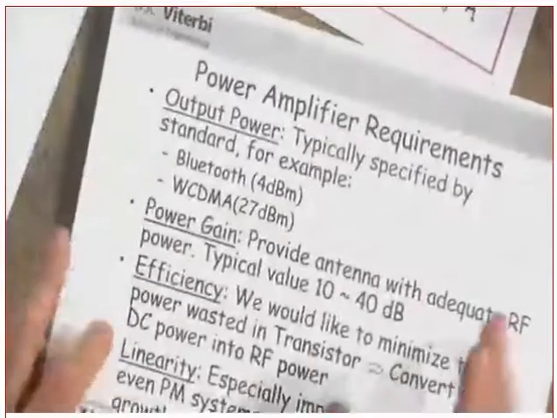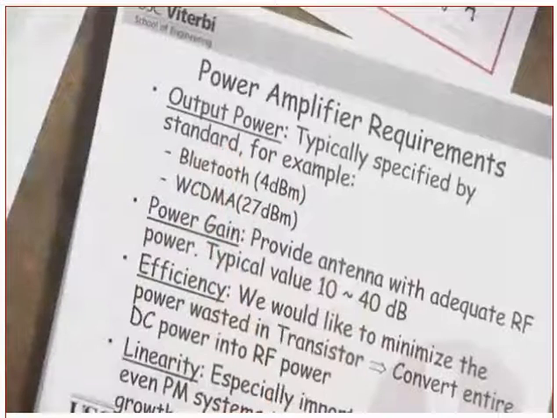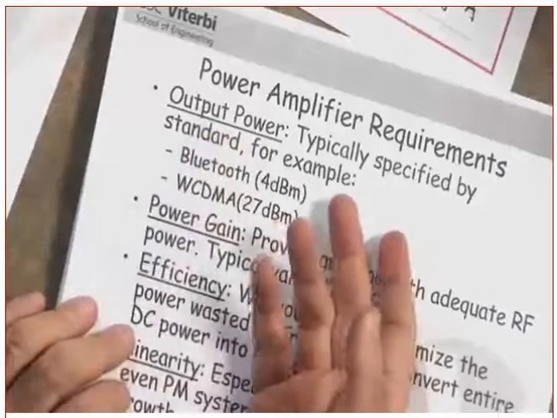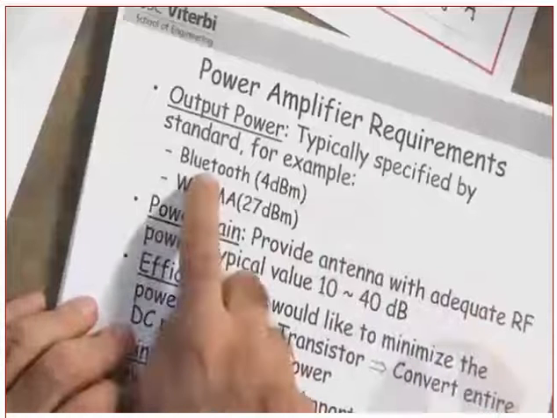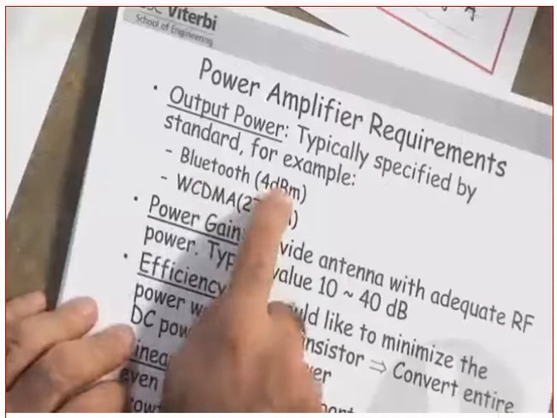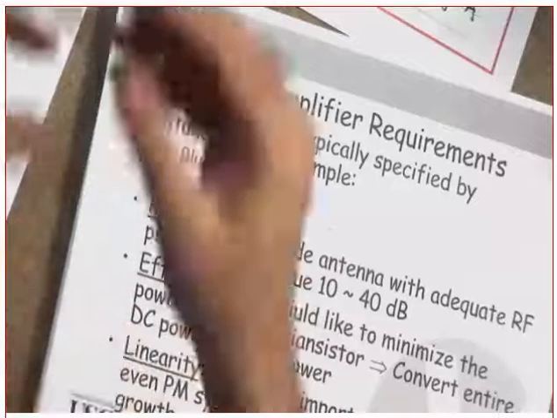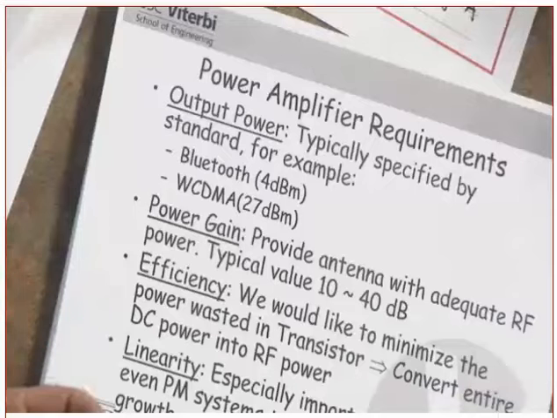Now, when you talk about power requirements, of output power, in other words, the spec, when you look at the spec of the power amplifier, you look at output power. How much output power? Output power depends on the standard. For example, if you are using Bluetooth, it's 4 dBm. How come it's too small for the Bluetooth? The coverage is limited. We are talking about less than 10 meter difference. Are you following or not?